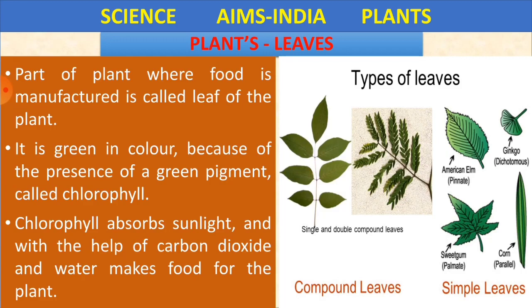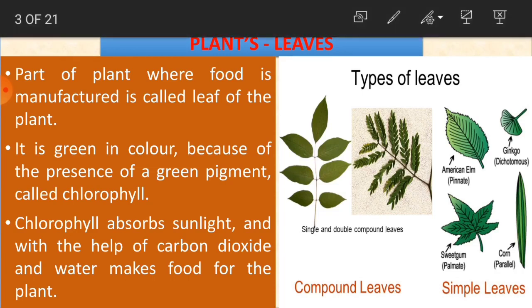It is green in color because of the presence of a green pigment called chlorophyll. We said that most of the leaves are green in color, like 90% of the leaves of plants. Why are these leaves green in color? Because of the green pigment called chlorophyll. As we have a green pigment in the plants, because of that these leaves are green in color, and this green pigment is called chlorophyll.